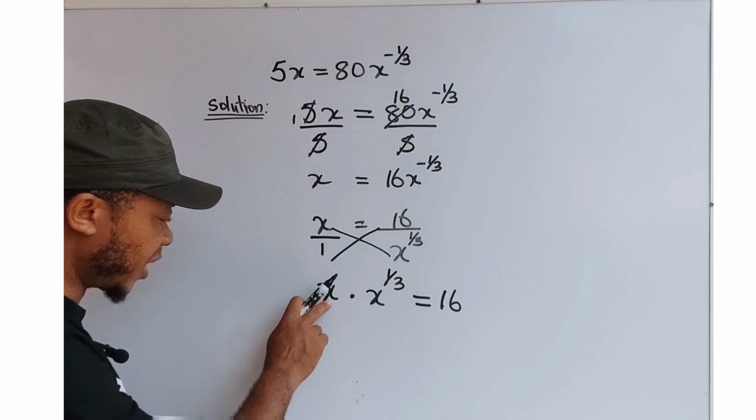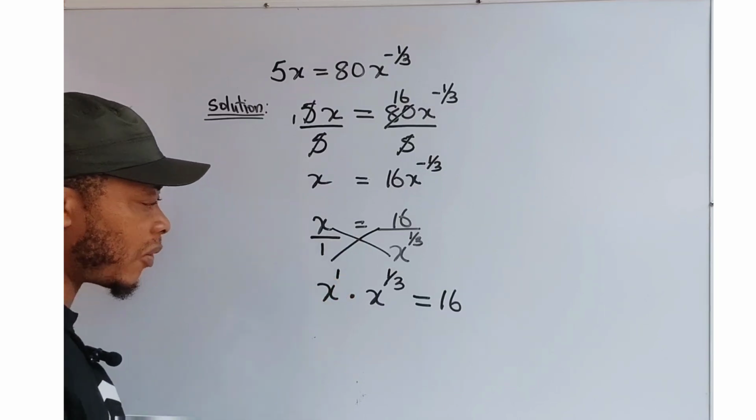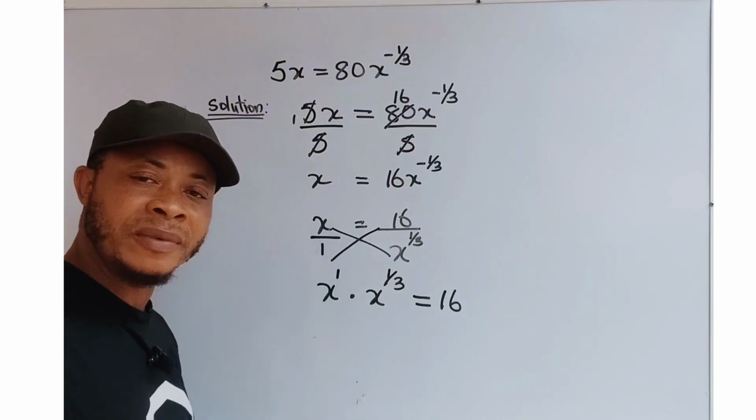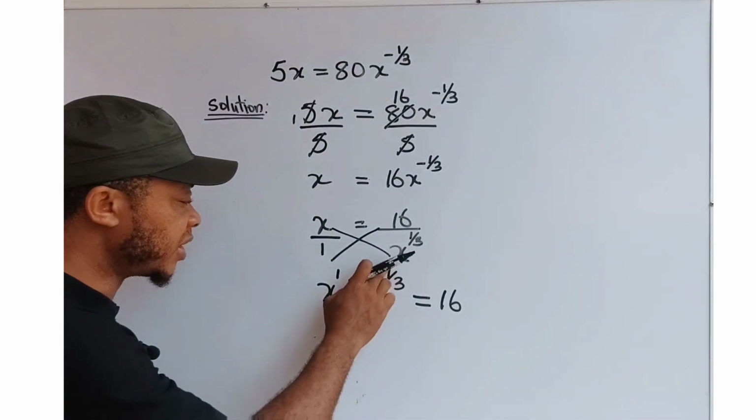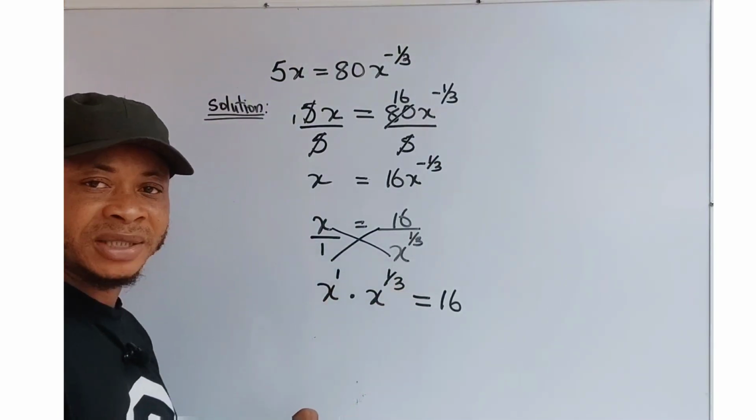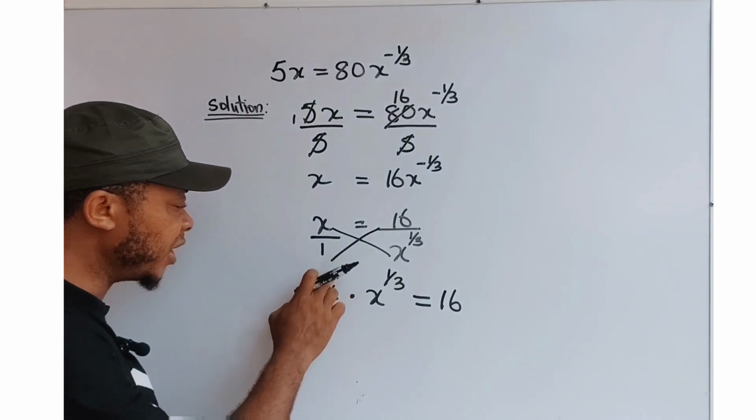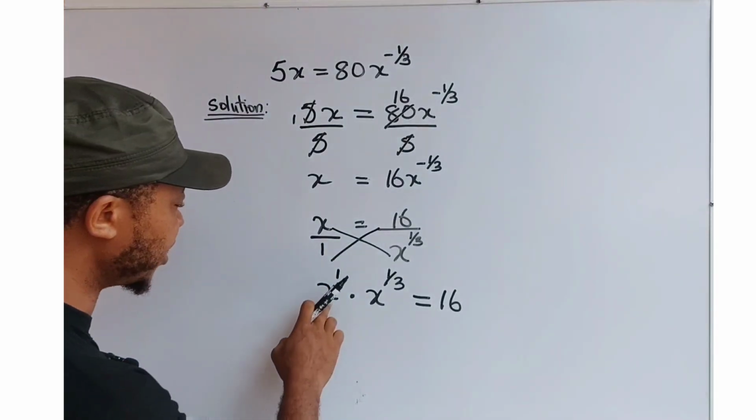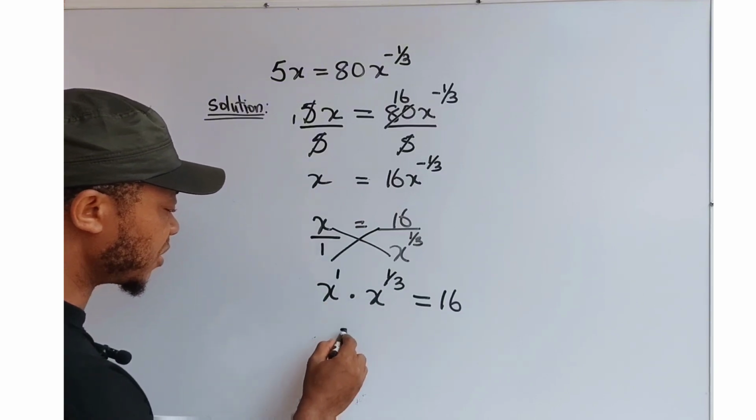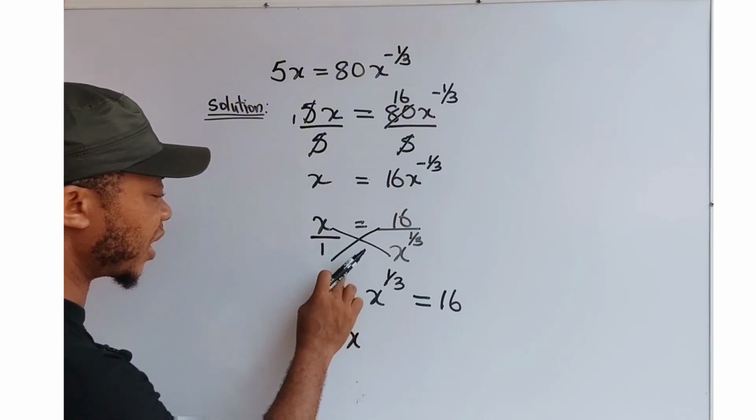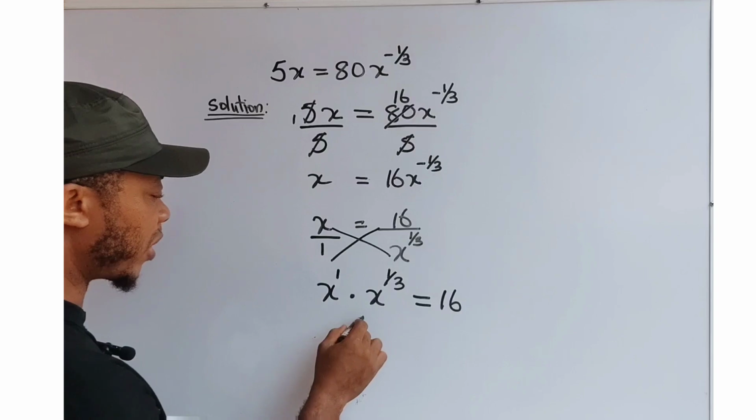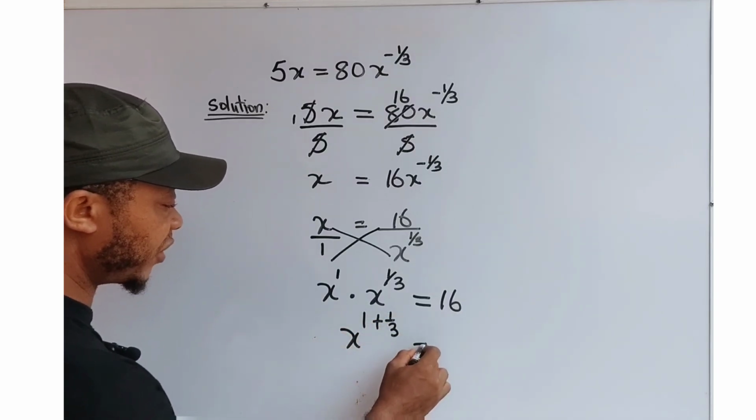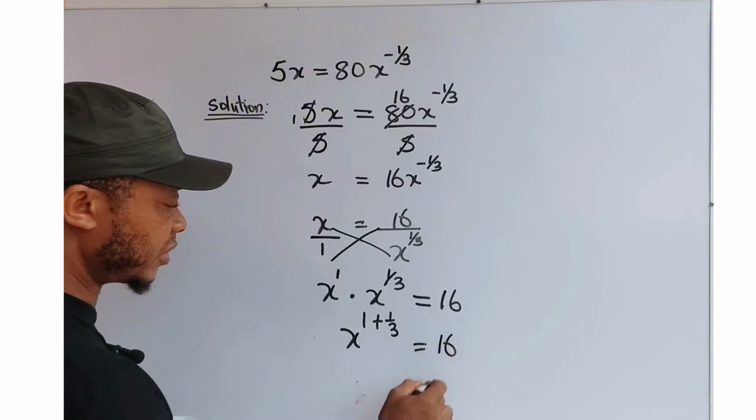Remember that this x means x raised to power 1, because any number which is raised to power 1 remains the same. So since this is index, let us also provide an index to this x by raising it to power 1. Now you see we have the same base, okay? Let's bring down one of the bases and add the powers together. So the powers will be 1 + 1/3. Everything will be equal to 16.